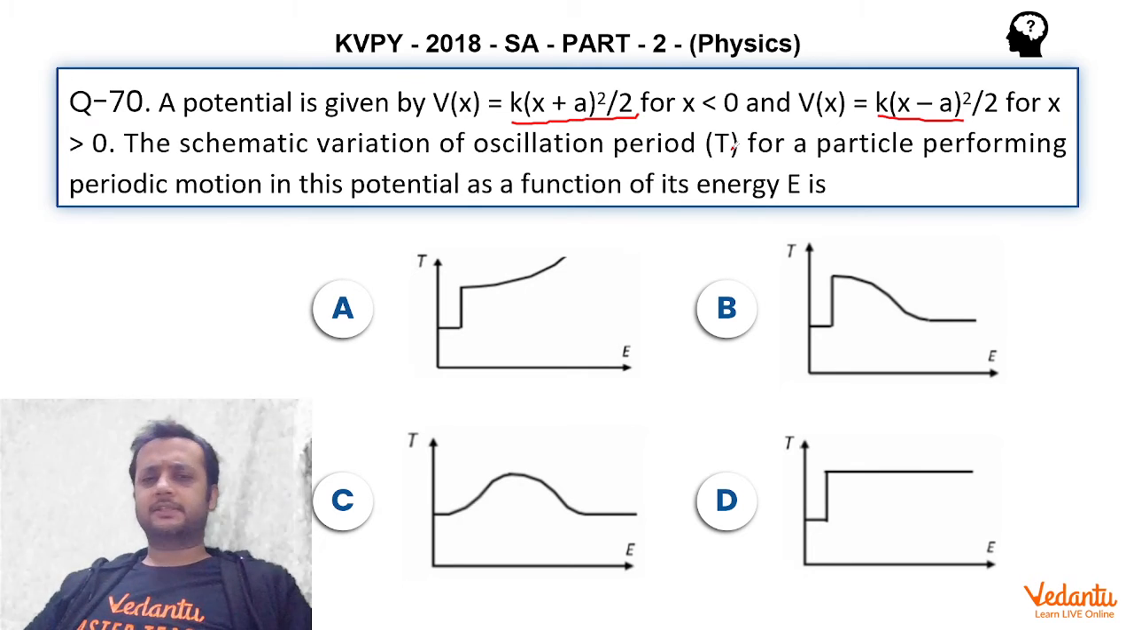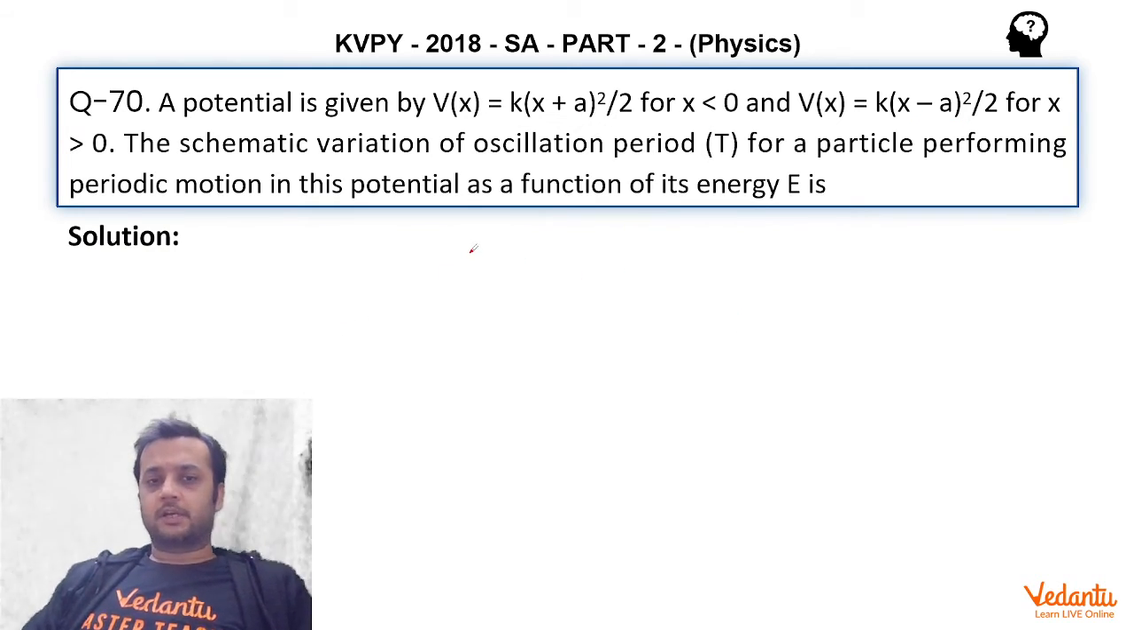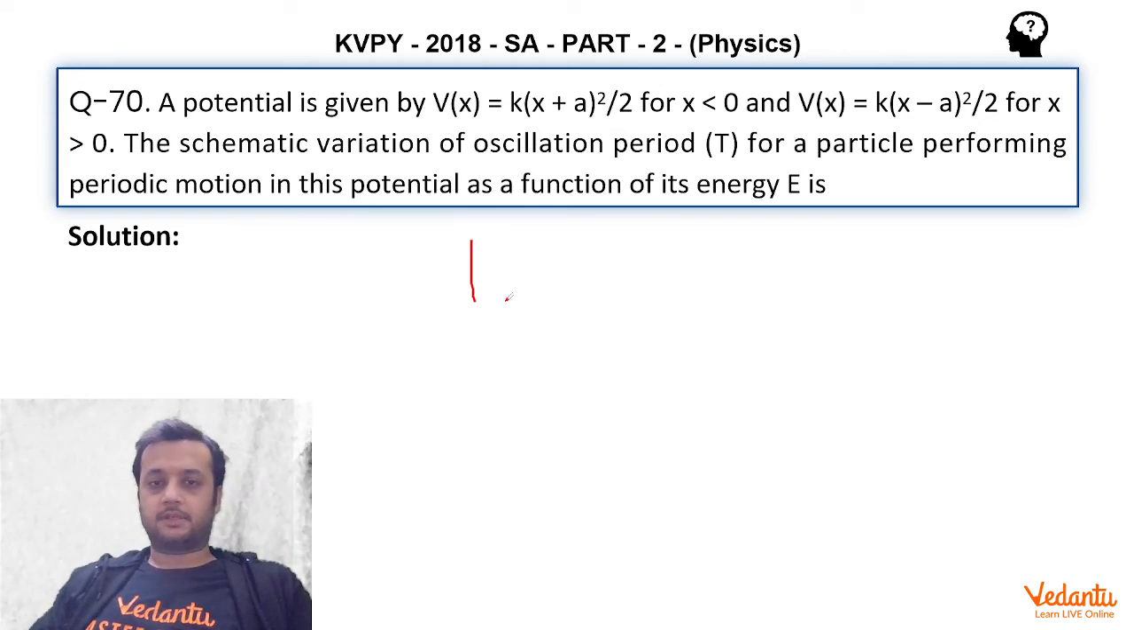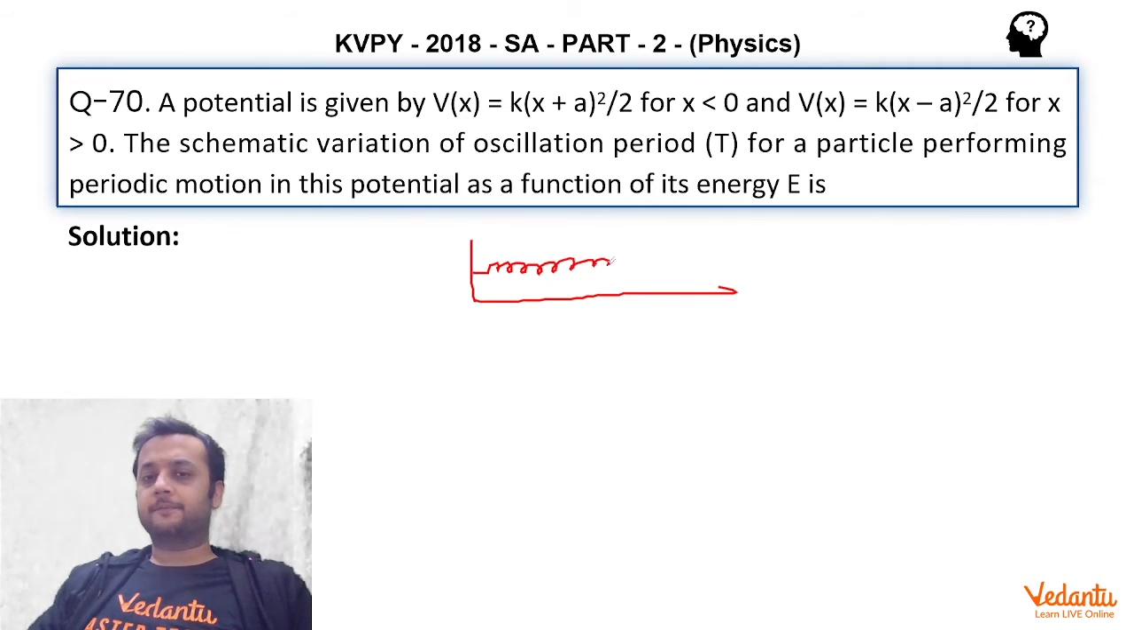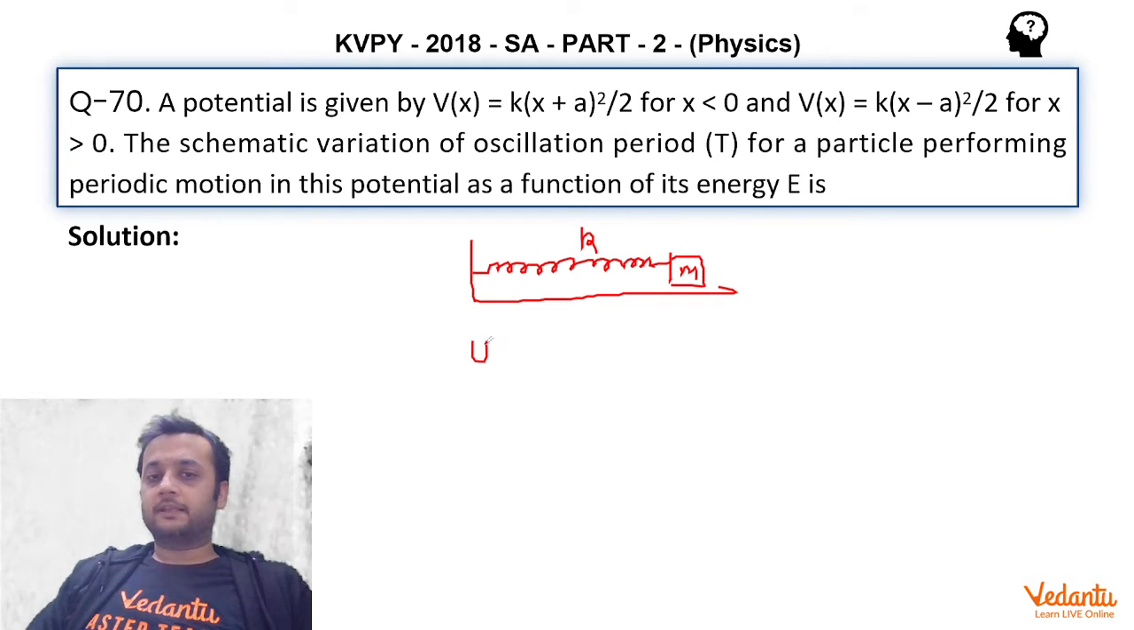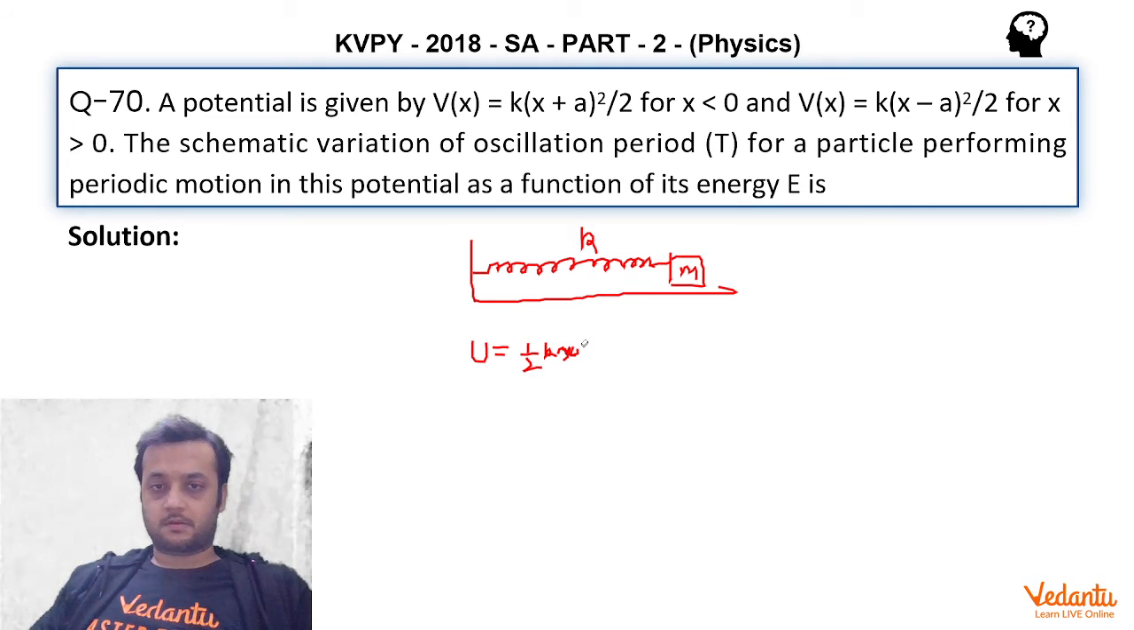Now, let's try to understand something. Let's first talk about SHM. Suppose this is a spring, and this is a block. This spring is of spring constant K. We know that the potential energy of this spring is half kx square when the particle performs SHM.